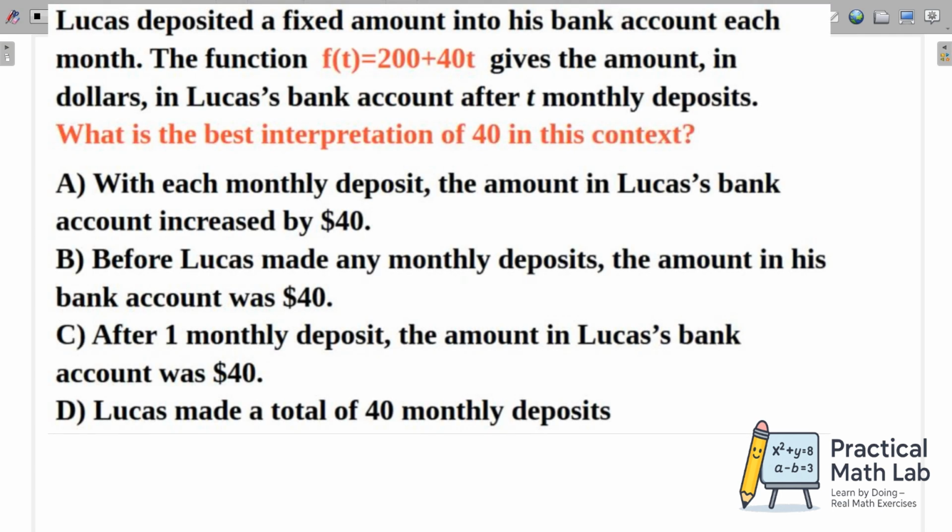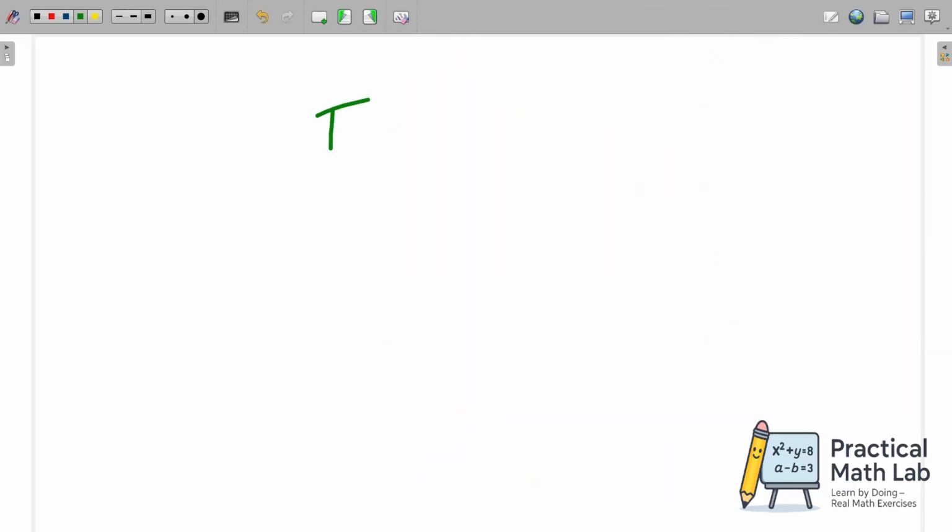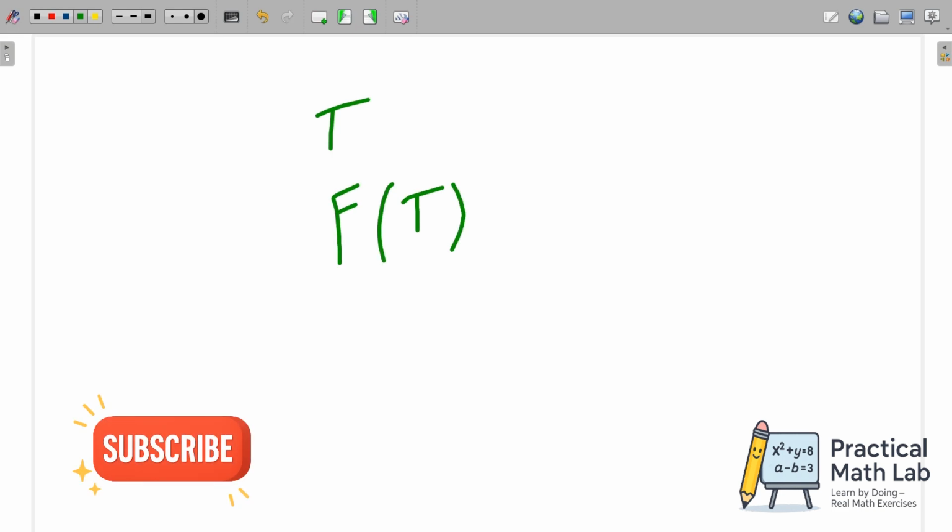Lucas deposited a fixed amount into his bank account every month. The function f of t equals 200 plus 40t. It gives the value in dollars in Lucas's bank account after t monthly deposits. What is the best interpretation of 40 in this context? T is the number of monthly deposits, the number of months. F of t is the total value after t deposits. And the question is, what is the best interpretation for the number 40?